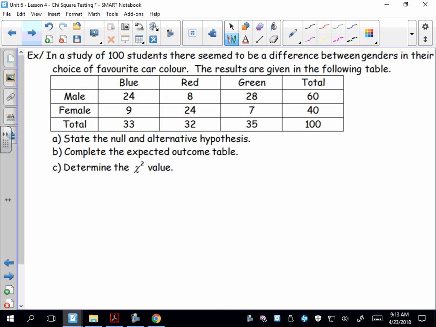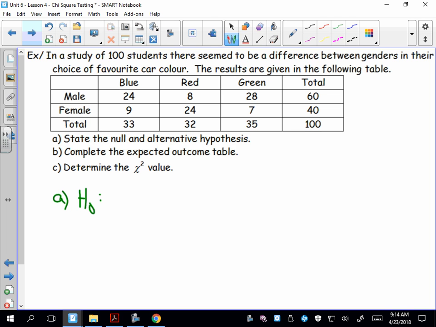So here's our first example, and I would print this off the website. It's a handout. We can do it together so you can see where these numbers are coming from. There are 100 students. There seemed to be a difference between genders in their choices of favorite car color. The results are given in the table below. Looking at this, it looks like males prefer blue and green and females preferred red. Just at first glance, that's what I'm looking at. So it seems like there's a difference between genders. We're going to test that out.